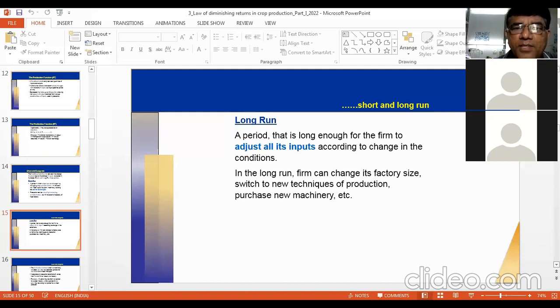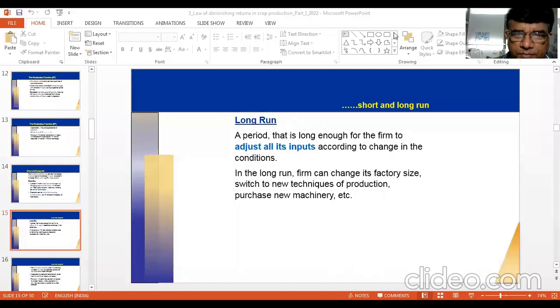In the long run, the firm can change its factory size, switch to new techniques of production, purchase new machinery, etc. So in the long run, you can make changes in both variable factors as well as fixed factors. That is the difference between long run and short run. So you can see in the long run, the firm can change its factory size, its fixed resources or fixed cost can be increased, as well as variable cost or variable factors can be increased.